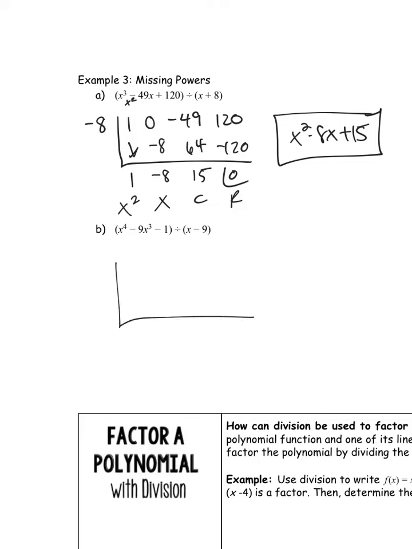Okay, same thing on this one. 9 is going to go outside. 1, -9, 0, -1, because we're missing the x squared term again. So bring down, multiply, add, multiply, add, multiply, and add.